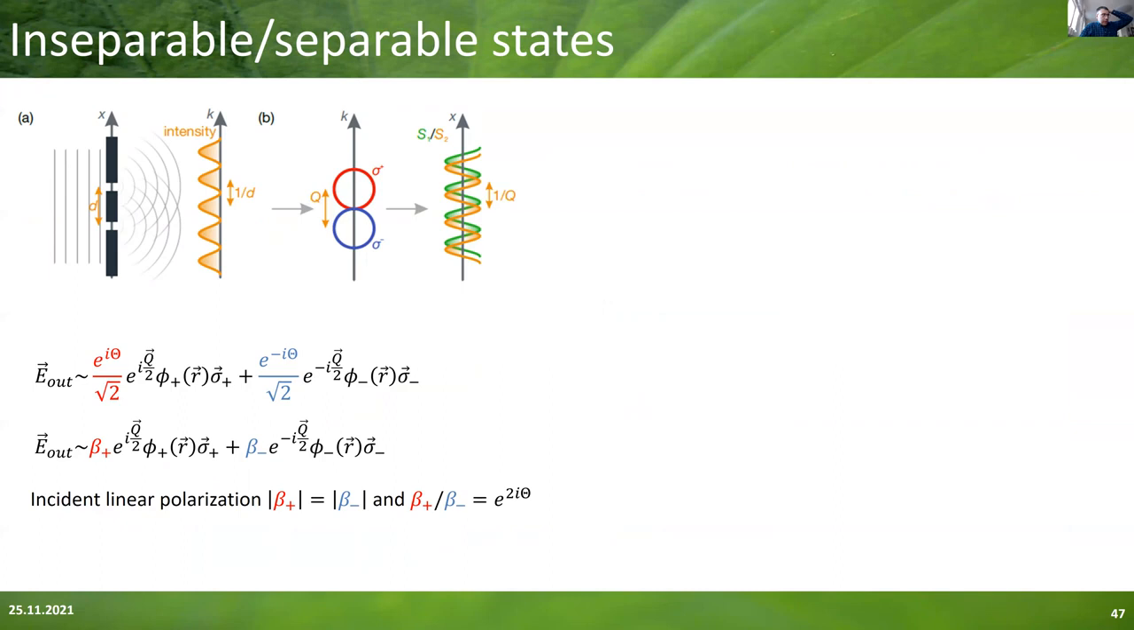But this is not the end of the story. As you have seen here, for linear polarization we excite those two valleys equally. So we have the equal occupation of sigma plus and sigma minus waves or photons in our cavity. So we can introduce the parameters, we call them beta plus and beta minus, just to mark that this one is related to right and left-handed circular polarization. This is just a replacement. For incident linear polarization, they are equal, and there is a certain orientation, the phase between them.